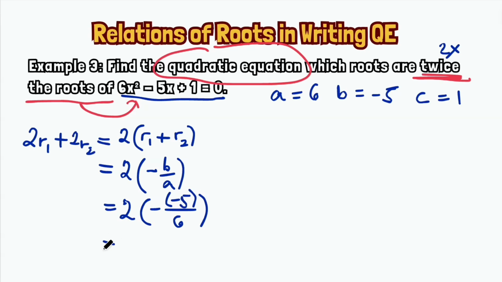And then we get to simplify this particular problem. So we have 2 times negative times negative 5, that is positive. So we have 5 over 6. Okay? And we get to simplify this once again.